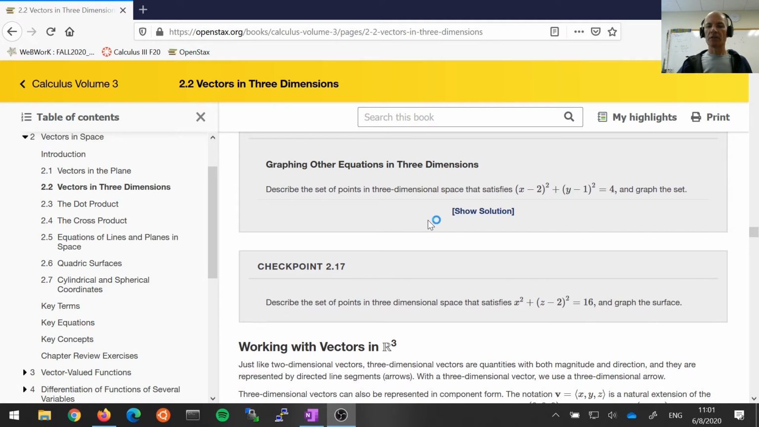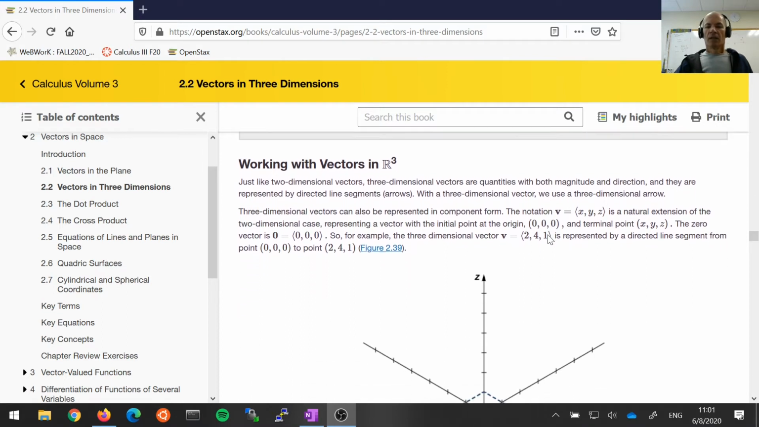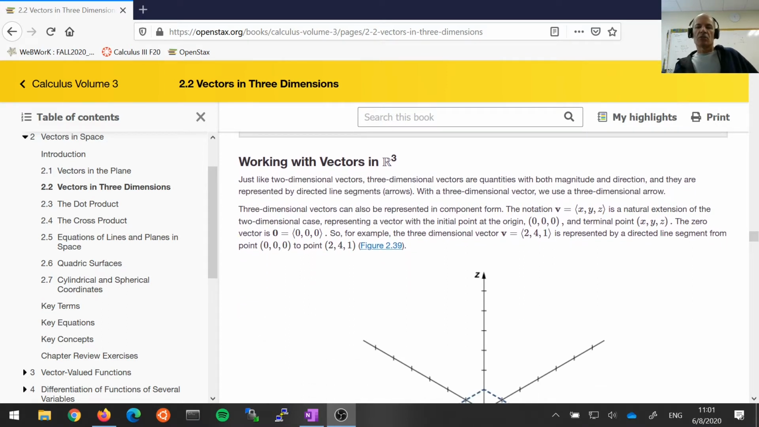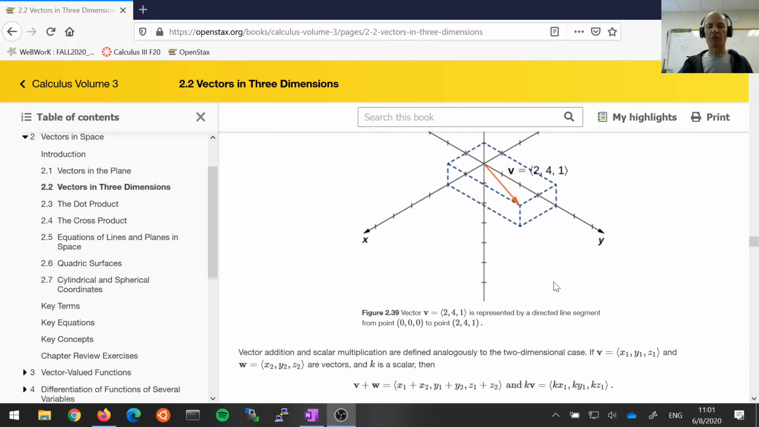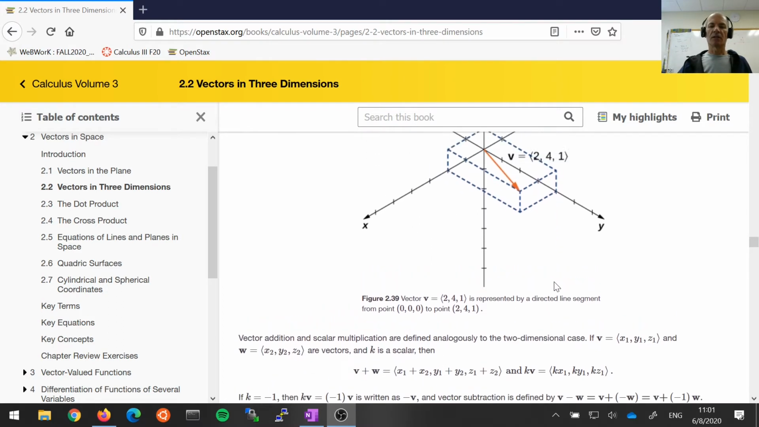Other equations in 3 dimensions, at the moment we can do circles, we can do planes, very simple planes, not much else. We'll talk about those other kinds of things later. Thankfully, vectors in 3 dimensions generalize by simply adding a z-coordinate to the standard form. So in 2 dimensions we stopped here at xy, in 3 dimensions we add a z-coordinate. Those vectors live in 3-dimensional space and can be plotted accordingly.